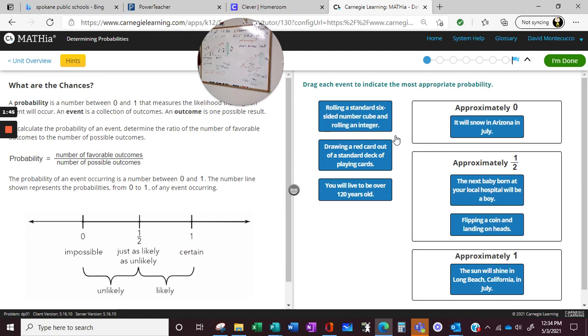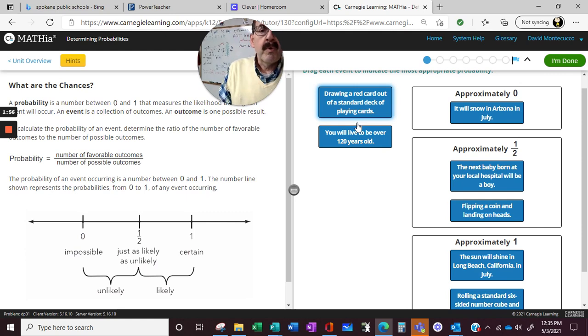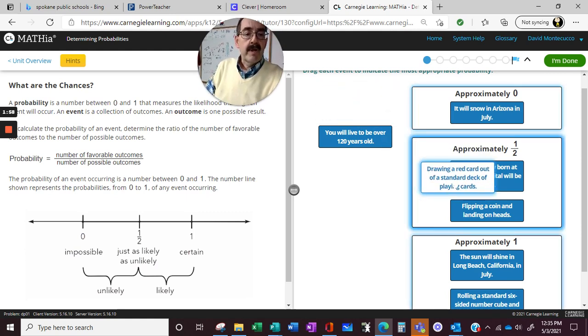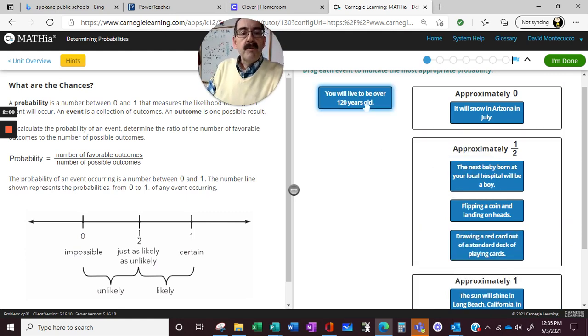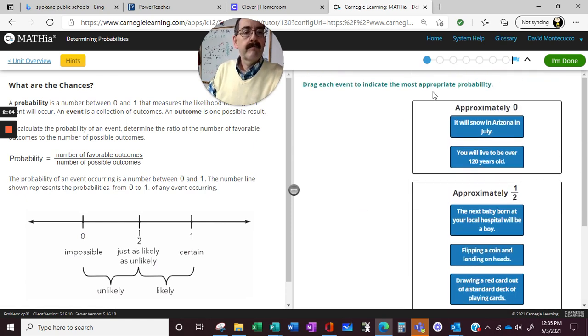Okay. So I should grab some of these so that we have them to talk about, right? An integer, 1 through 6. Absolutely going to happen all the time. Draw a red card out of a deck. Well, half of them are red, half of them are black. You live to be over 100. That's not going to happen. All right? Cool.